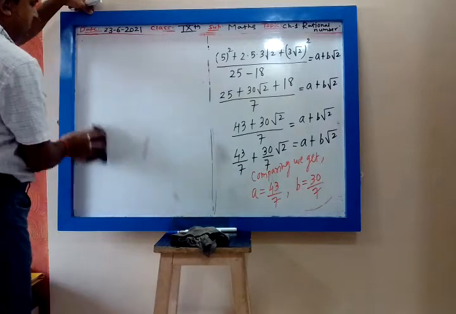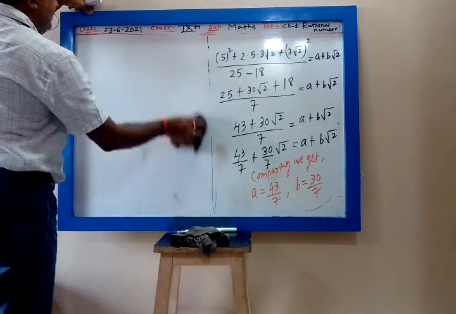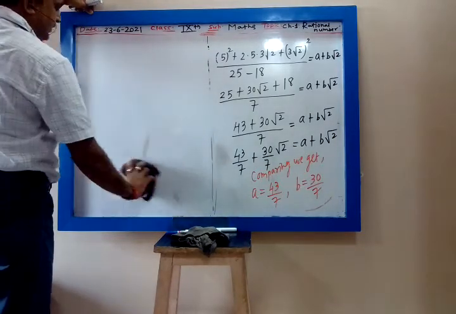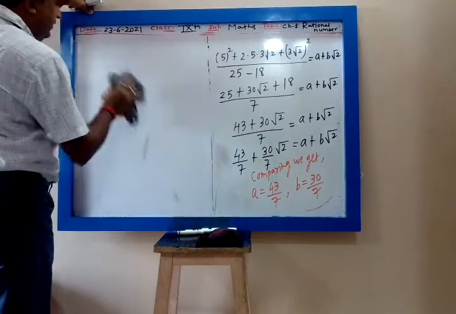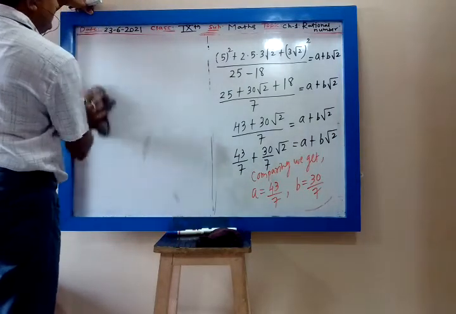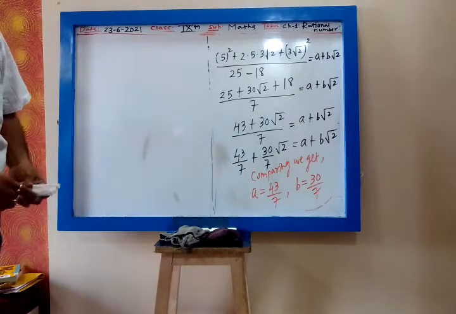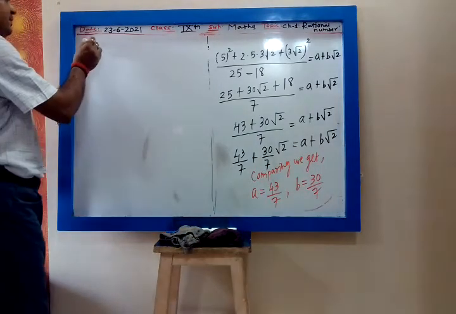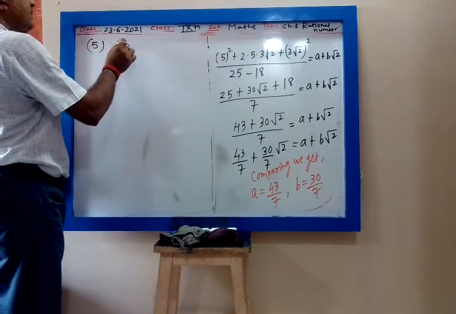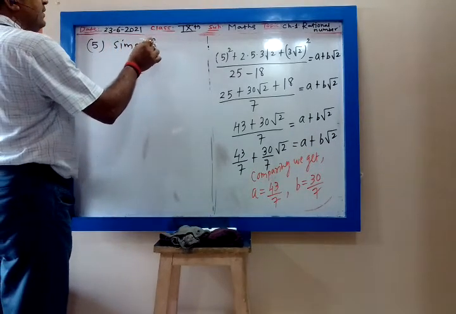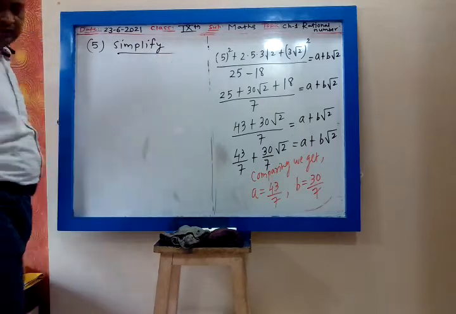Find the value of a and b where you are given the left hand side and right hand side. The left hand side will be a division of 2 irrational numbers. The working method is to rationalize the denominator and simplify. Then the fifth one is: simplify.